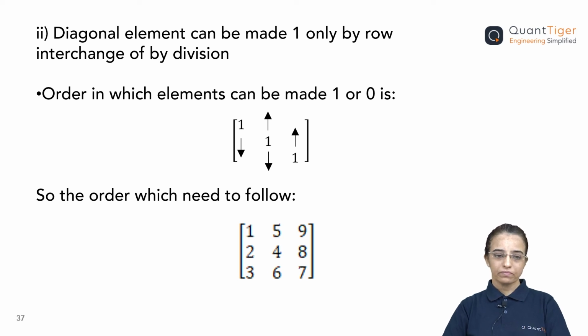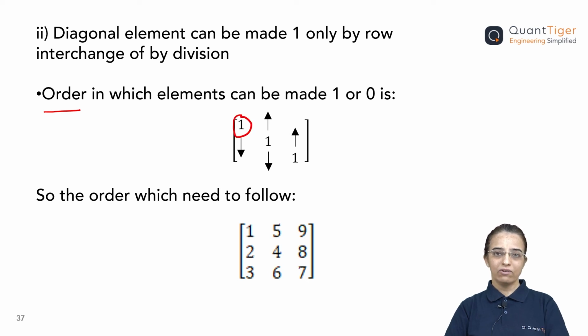Now there are a couple of points which you have to keep in mind, which is the order or the sequence. I have repeated this point in the last video as well. That is, in which order we have to make these elements 1 and 0. Diagonal elements we keep making 1, and other than diagonal elements we have to make 0. But the sequence, the order which we have to follow, we will try to follow.